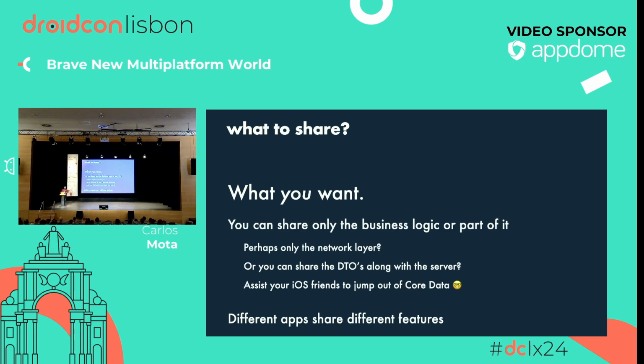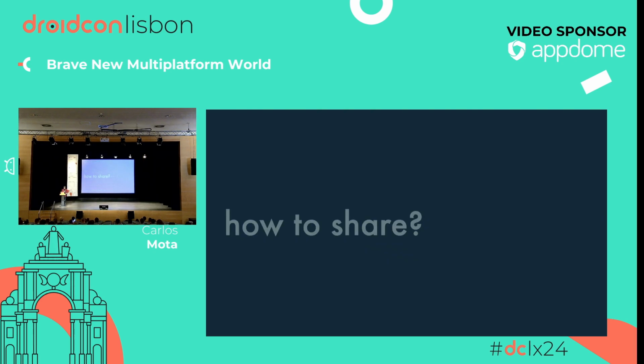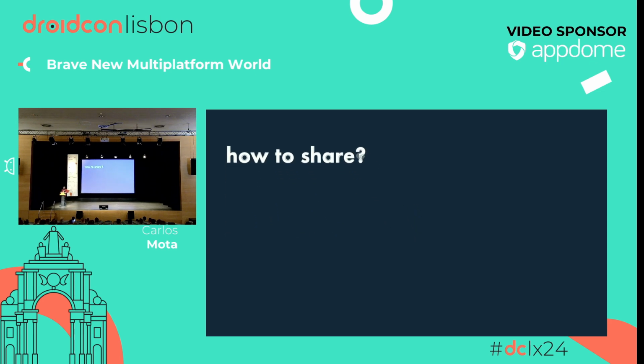One of the things that we also use for convincing iOS developers is to share your databases. You can use SQLite for this, or you can now use Room, as we keep having more support from Google for Kotlin Multiplatform. So in the common goal, different apps share different features. How to share? I'm going to give you a simple example.